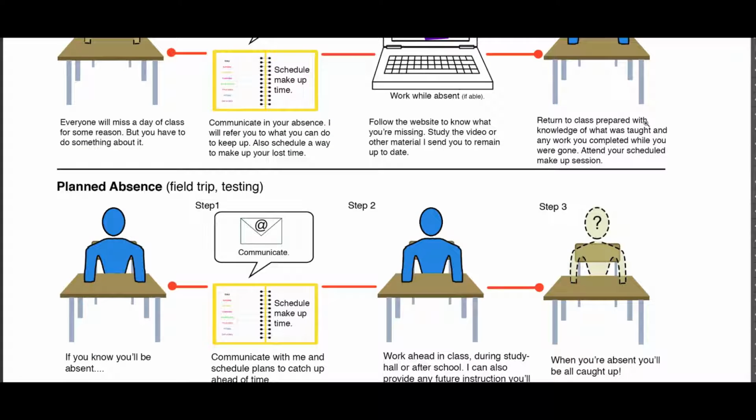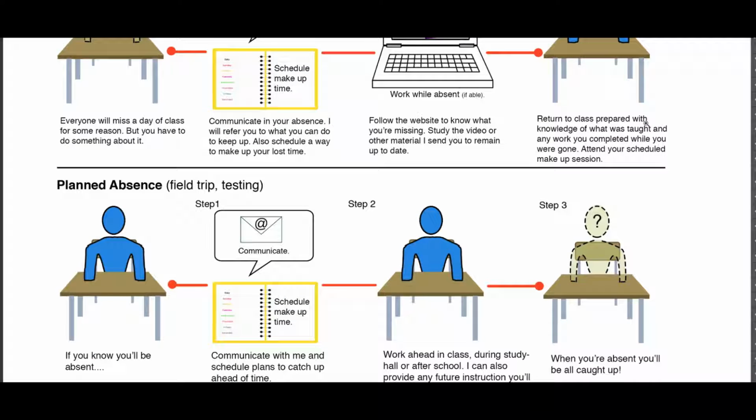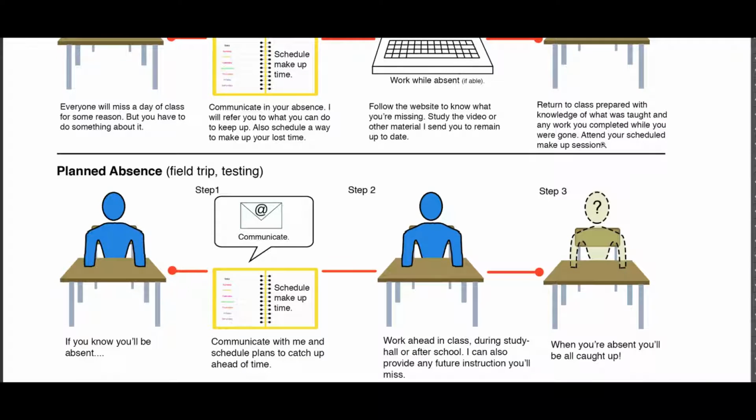Let's move on to the next one. This would be a planned absence. That would be if an upcoming test, sort of a field trip, something where you know in advance that you're going to be absent. How do you handle that? Well, if you know that you're absent, step one is communicate with me and schedule a time or get something going to patch that knowledge that you're going to miss.